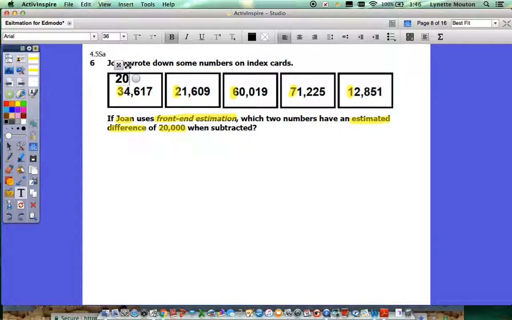And Miss Mouton's just going to type it again. 3 is the first digit. Everything else just becomes a 0. 2 is the first digit. Front end estimation. Everything else becomes a 0. 6 is the first digit. Everything else becomes a 0. 7 is the first digit. Everything else becomes a 0. Don't forget your commas. And the last one.